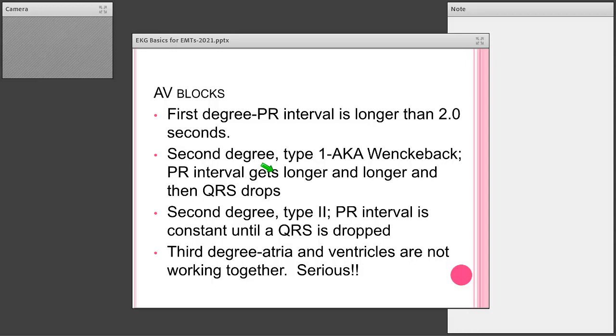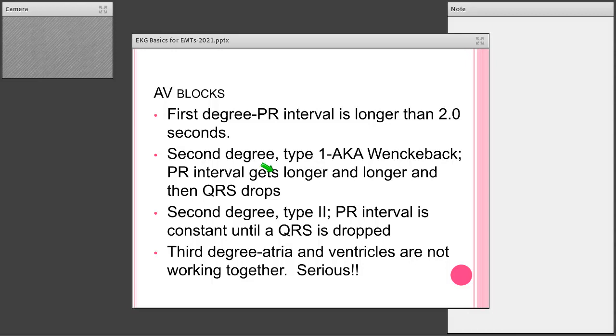If they're on the monitor and you're listening to the beep of the monitor that typically beeps for every QRS complex, you will not hear a beat. That may clue you in to feel their pulse and to ask a little bit more about how they're feeling when that happens.